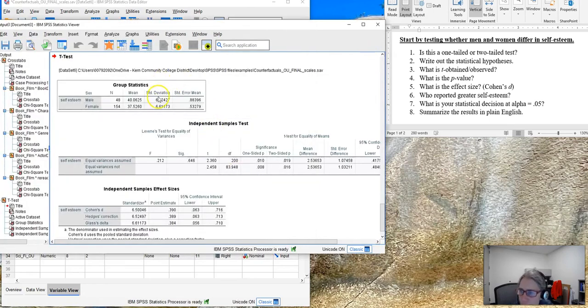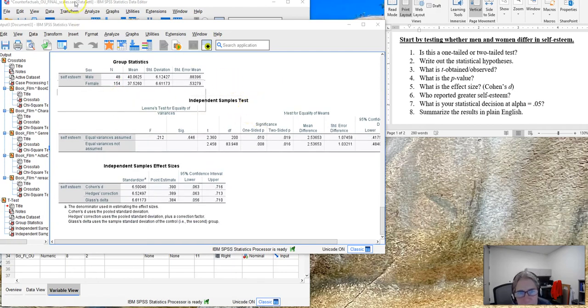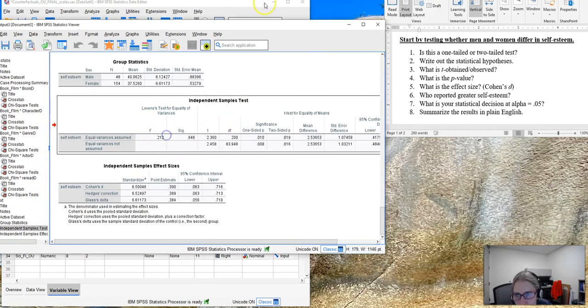So here is the output. It tells us up at the top there were 48 males, and the mean self-esteem is 40.06. Standard deviation is 6.12. There were 154 females with mean self-esteem of 37.53. So just looking at the means, it looks like in this sample anyway, males self-reported greater self-esteem. Next, we're going to look at this second table. We're going to ignore this part here. Then we're going to look at the top row.